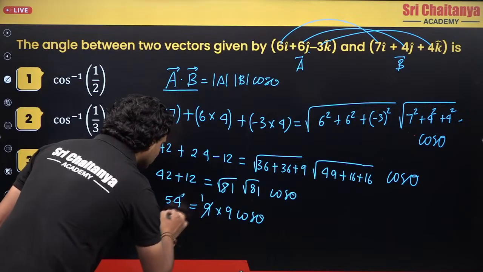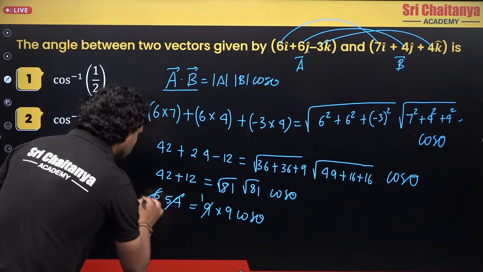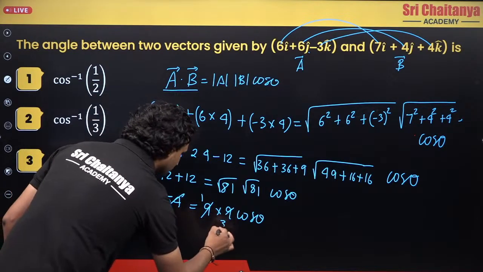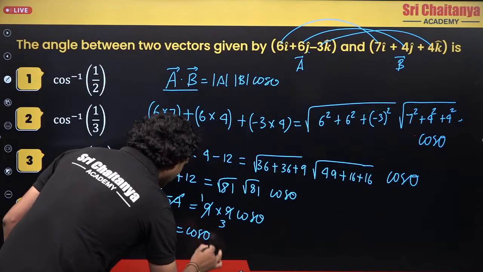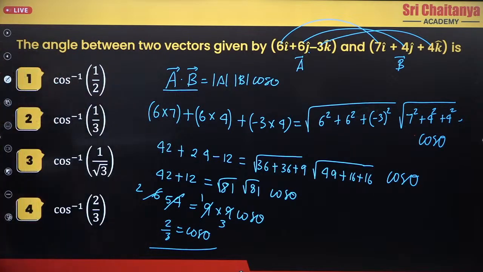9 ones are 9 and 6 nines are 54. This gives me 3 2s are 6 and 3 3s are 9. So I will have 2 by 3 is equal to cos theta. So finally I have theta is cos inverse 2 by 3. So this is my correct answer.